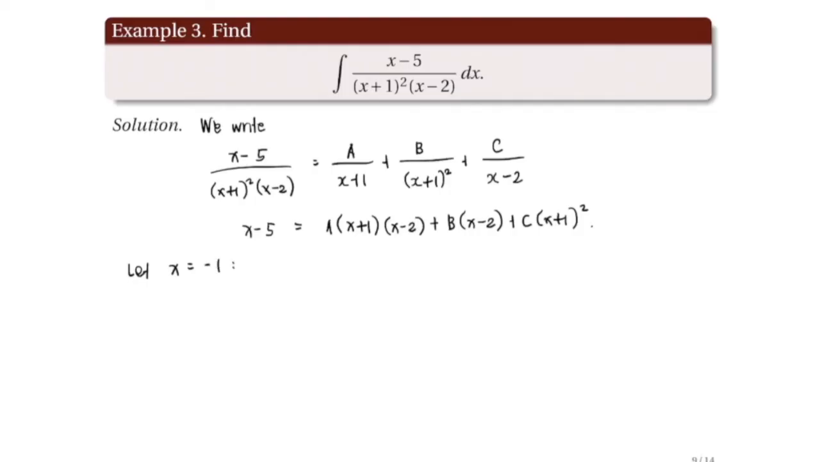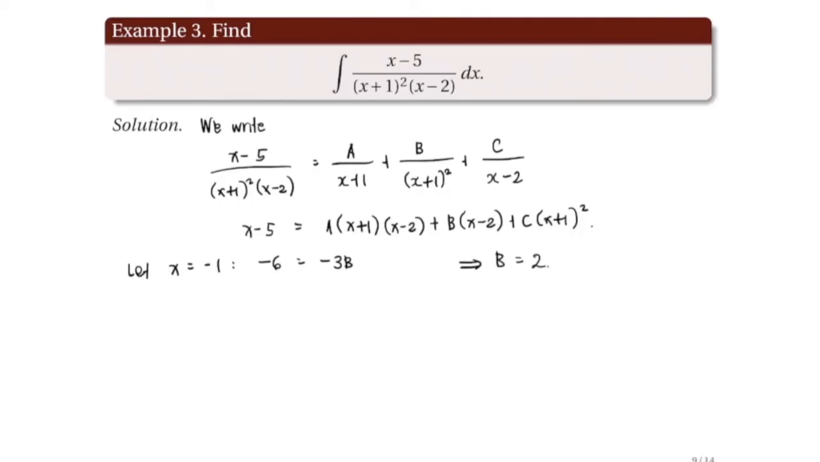So left-hand side would be negative 1 minus 5, so that would be negative 6, equal now to 0 yung first term sa right-hand side, plus negative 1 minus 2 is negative 3, so that would be negative 3b. 0 din yung c times x plus 1 squared. So this implies here na meron tayong b equal now to negative 6 over negative 3. So yung b natin ay 2.